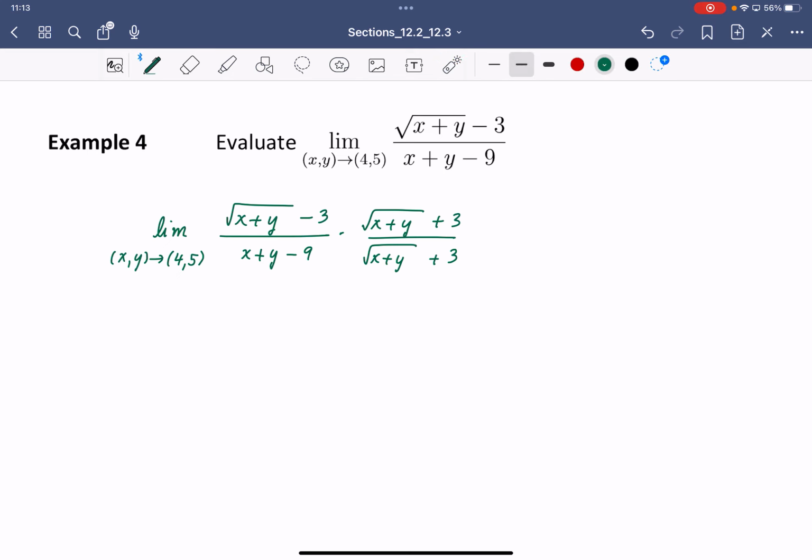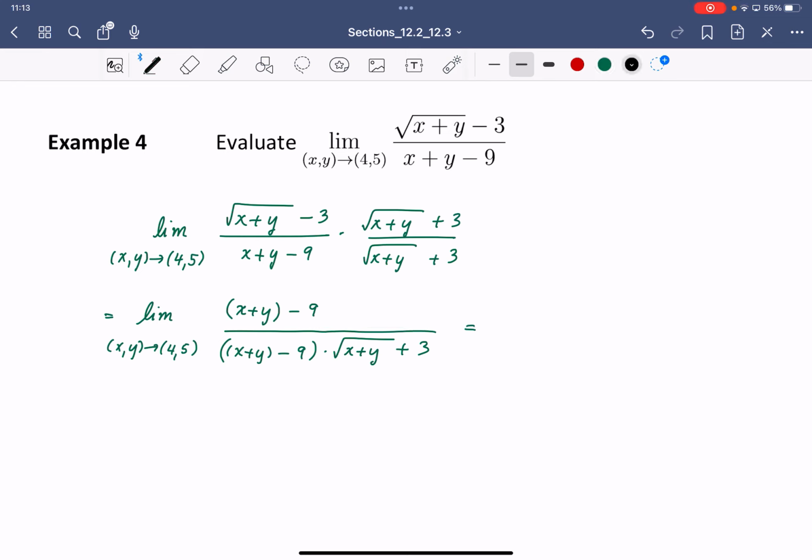Once you do that, you can simplify a little bit. So you simplify to get x plus y minus 9, over x plus y minus 9 times square root of x plus y plus 3. Now you can see that the first term cancels out. So you only have 1 over square root of 4 plus 5, plus 3. So the answer is 1 over 6.